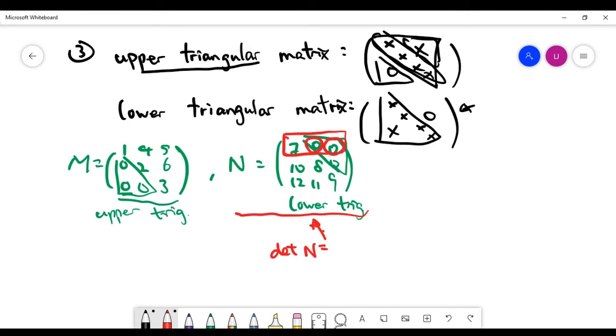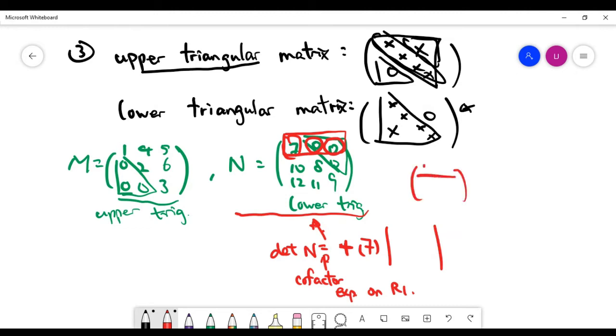There's a benefit if we expand it on the first row because there's only one term which is non-zero, which is basically the first term. The sign is positive on the top left corner. So you have to multiply the matrix entry with the determinant of the 2 by 2 matrix after deleting the first row and the first column, right? So we are looking at this matrix. Basically, it is 8, 0, 11, 9.